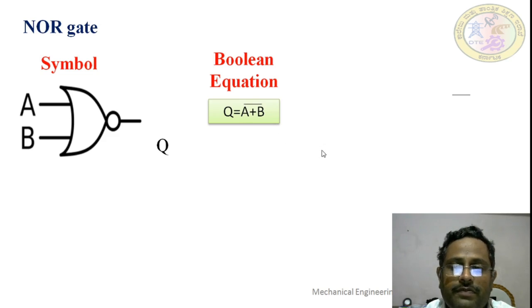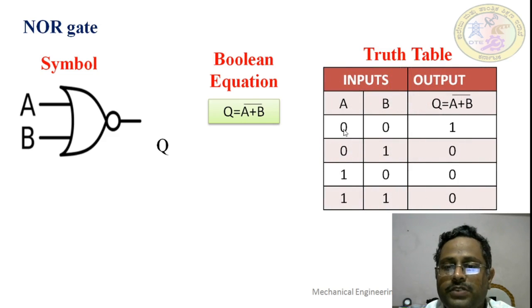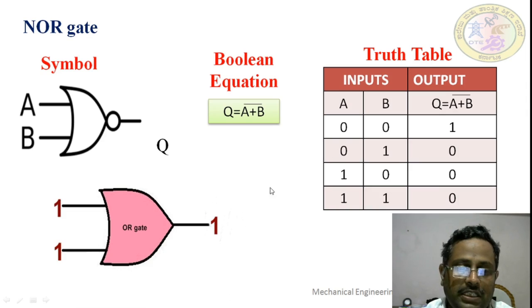The truth table is, observe, 0 0 gives 1, 0 1 gives 0, 1 0 gives 0, 1 1 gives 0, just opposite to the OR gate. In the OR gate, except the first 0 0, where it is 0, the remaining are 1. Here it is just the reverse of that. You will see in the animation. You see here, when both are 0, then only the output is 1.